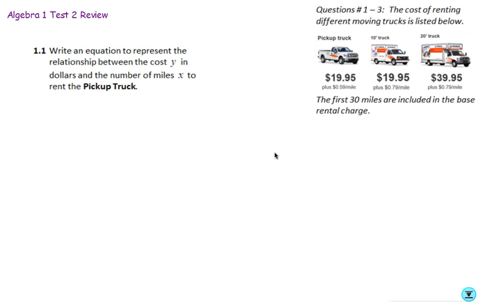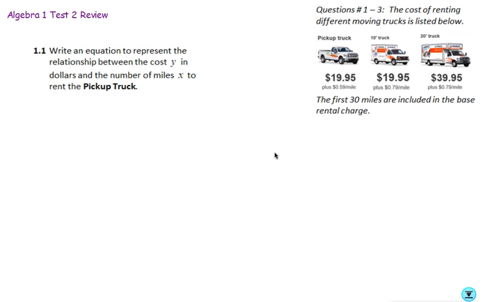Alright, so let's go ahead and take a look at the first one. So it says, write an equation to represent the relationship between the cost y and the number of miles x to rent a pickup truck. So I don't want you to think of this as a word problem. I just want you to think of this as real life stuff.